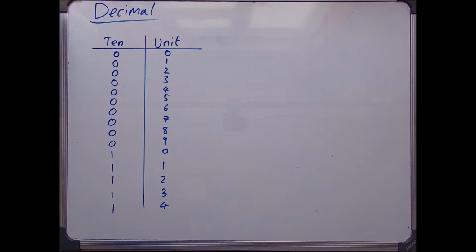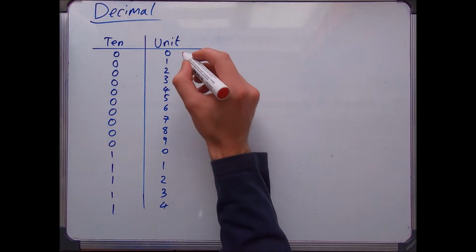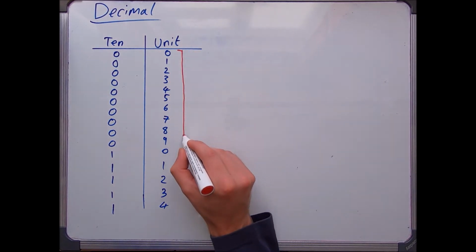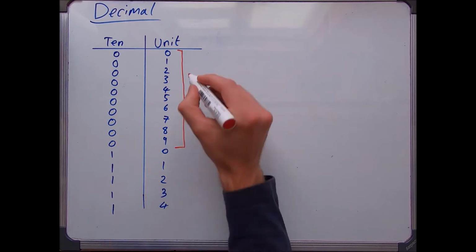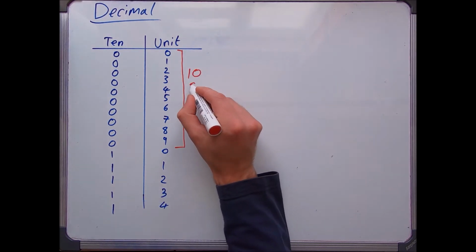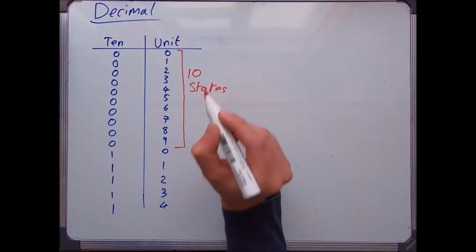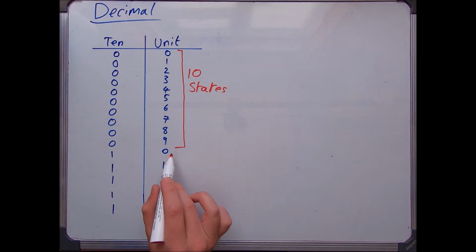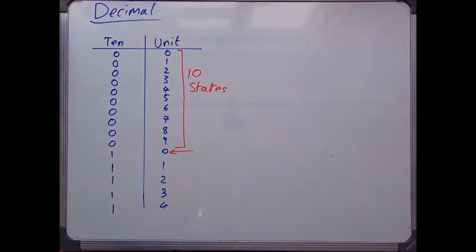Decimal is base 10, as indicated by the name dec, and is a number system we're very familiar with as we use it in everyday life. Base 10 means the digits in each column can have 10 states. The first digit in a base 10 system represents the unit, and the second digit represents the 10. The unit digit counts from 0 to 9, and then it returns to 0.